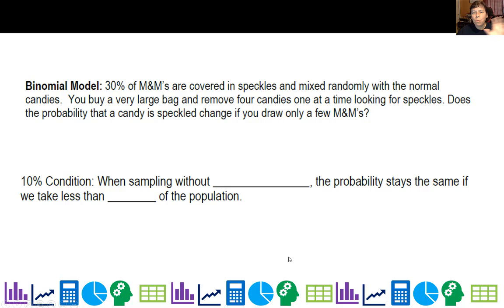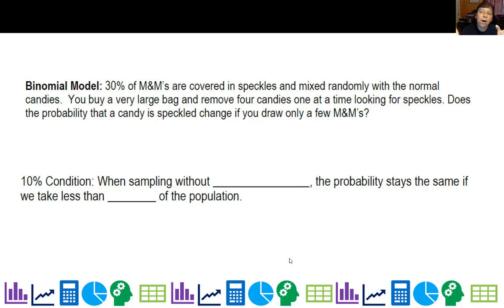So what we're going to look at is the binomial model. We're going to start with an example. 30% of M&Ms are covered in speckles and mixed randomly with normal candies. You buy a very large bag and remove 4 candies one at a time looking for speckles. Does the probability that a candy is speckled change if you draw only a few M&Ms?